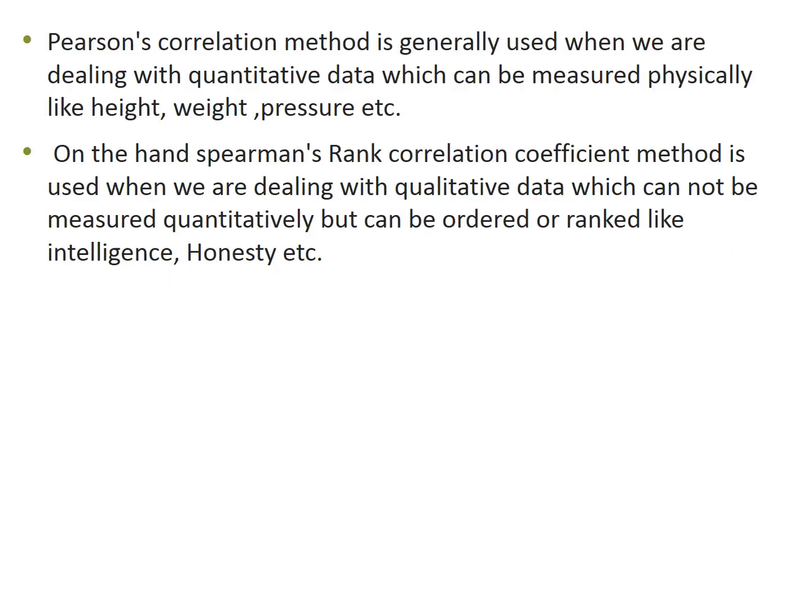There is a basic difference between Karl Pearson's coefficient of correlation method and rank correlation method. In case of Pearson's correlation method, it is generally used when we are dealing with quantitative data which can be measured physically like height, weight, pressure, etc. On the other hand, Spearman's rank correlation coefficient method is used when we are dealing with qualitative data which cannot be measured quantitatively but can be ordered or ranked like intelligence, honesty, etc.